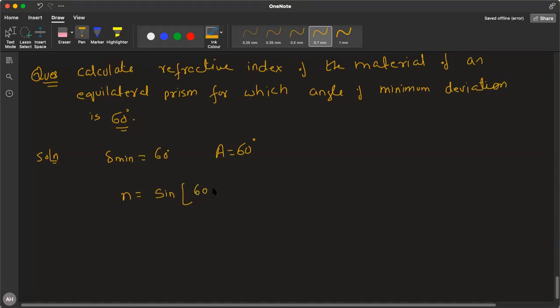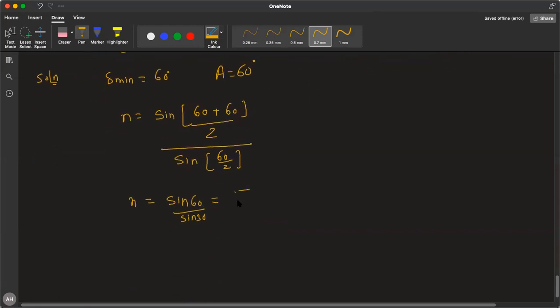Sine of A plus delta minimum, which is 60 plus 60, divided by 2, divided by sine of A by 2, which is sine 60 by 2. So you have N is sine 120 by 2, which is sine 60, divided by sine 30. Mariam, Nazira, answers. Sine 60 is root 3 by 2. Sine 30 is half. You can cancel them and N is root 3. So the refractive index of the medium of prism is root 3. Note it down.